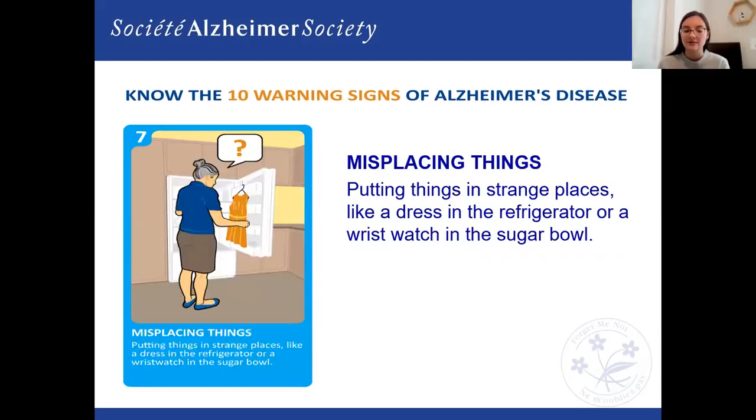Misplacing things. Well, I don't know about you, but I lose my cell phone almost every day to the point that I've got one of those watches that can ding it so I can find wherever it is in the house at any time. That's normal. We all misplace our keys or a wallet every once in a while. But a person living with dementia may misplace things in places that don't make sense. So maybe an iron in the freezer or a banana in the sock drawer.